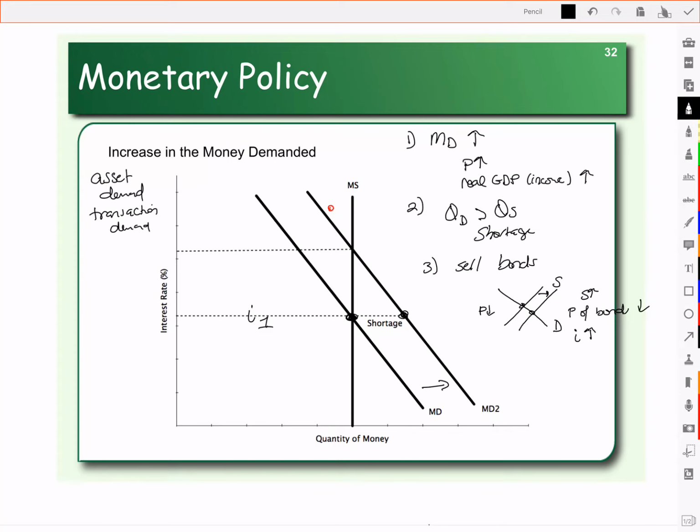So if there's not enough cash for us to buy the things we need, then we're going to start liquidating our investments. Stocks, bonds, we're going to move money from our savings account, and when we pull all that money out as cash, that's going to actually drive up interest rates.